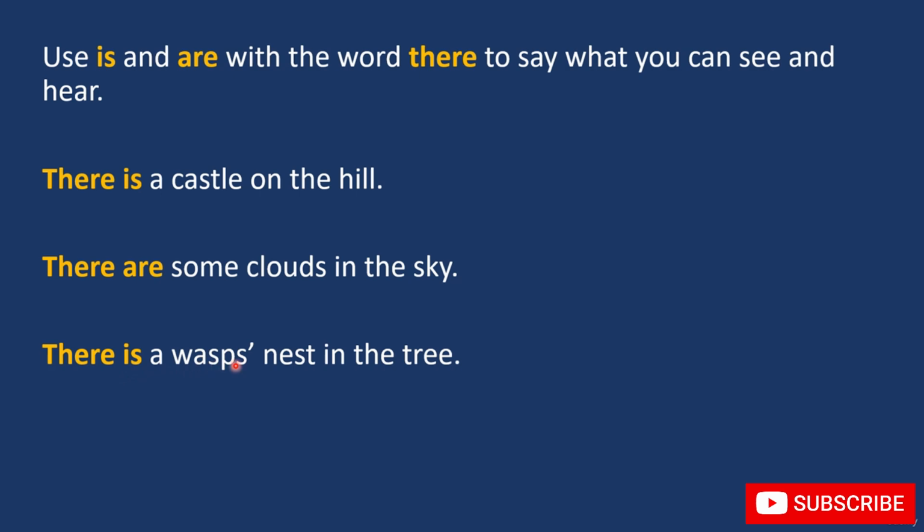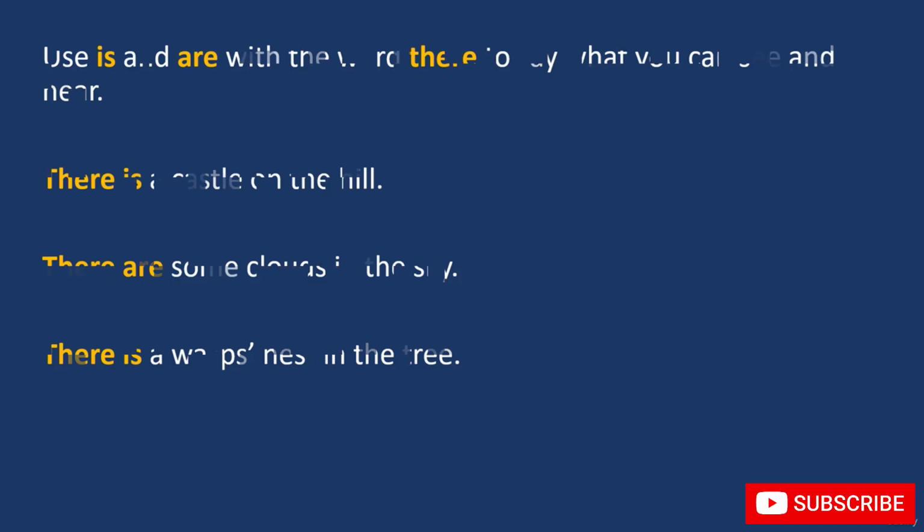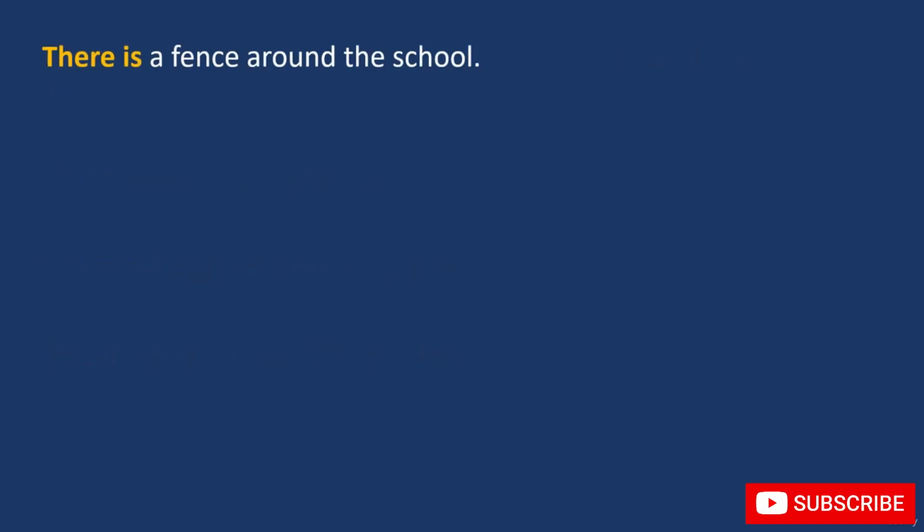There is a wasp nest in the tree. Here also this is just one nest, so I say there is. There is a fence around the school. Here I have just one fence. There is a fence. I can say there are many fences around the school. There are a lot of books in the library. Again, I use there is if I have a singular word, and also I use there are if I have a plural word.